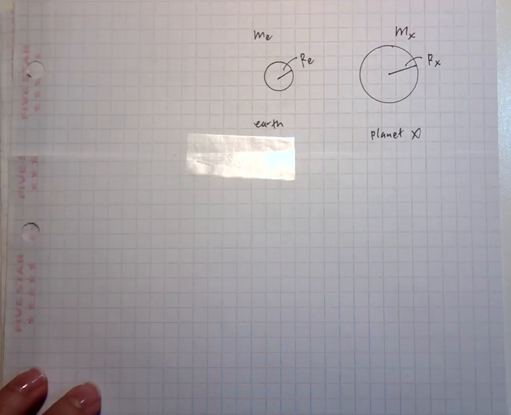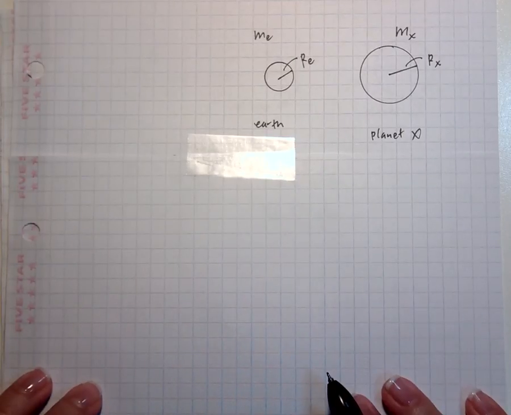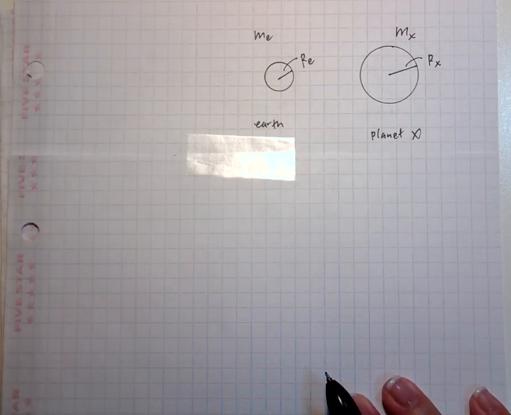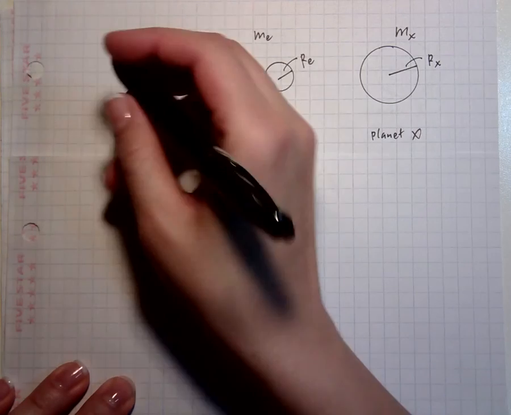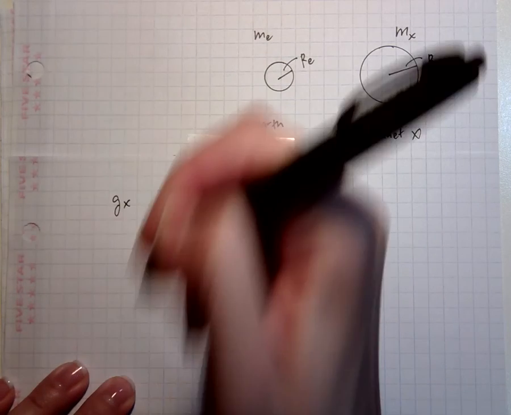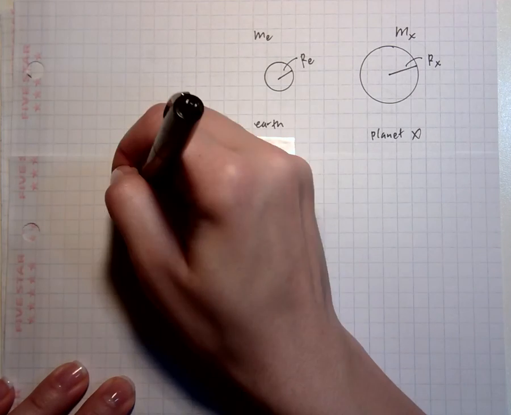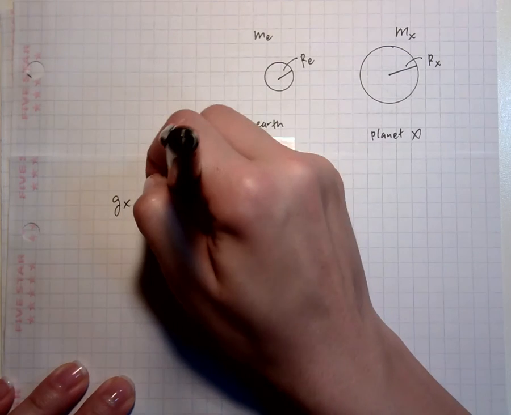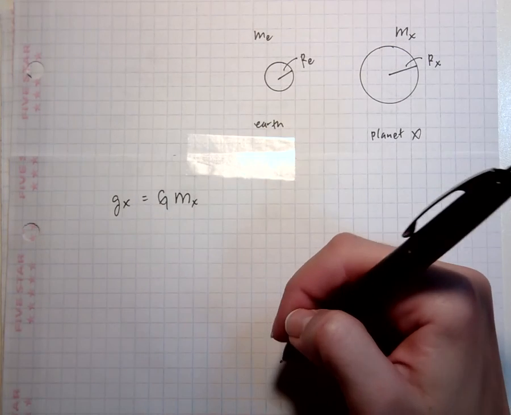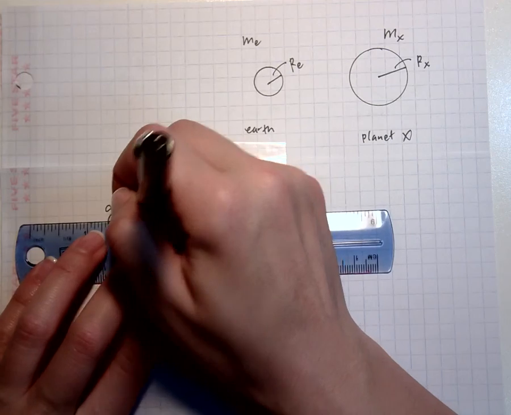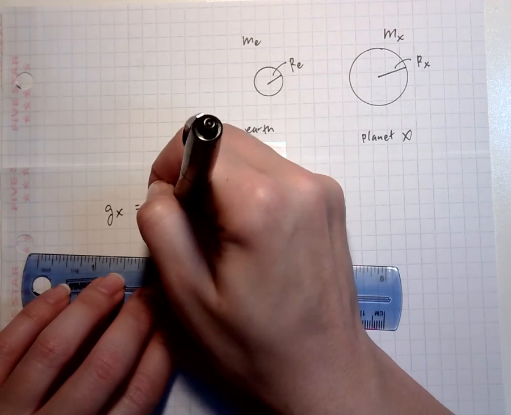So the other piece of information they gave us is that the free fall acceleration at the surface of planet X is 1/4 as large as the free fall acceleration of the Earth. So let's write that down. We know in general the free fall acceleration at the surface of planet X is equal to the gravitational constant times the mass of planet X divided by the radius of planet X squared.